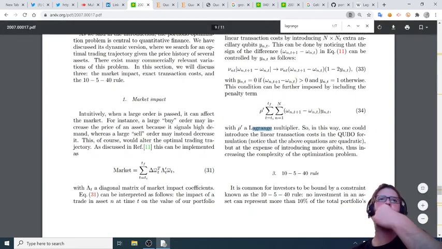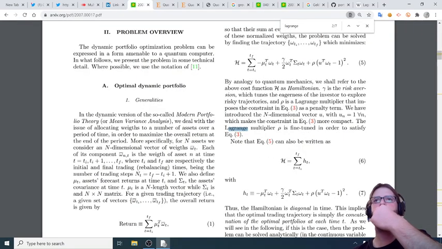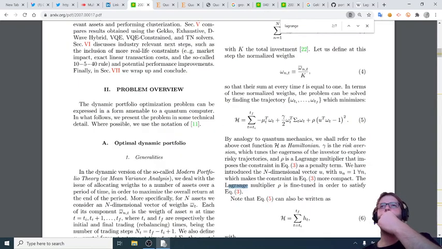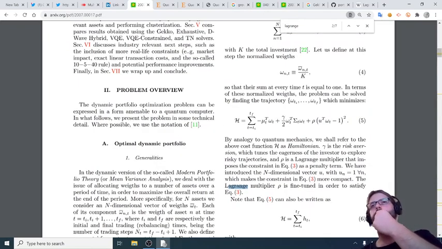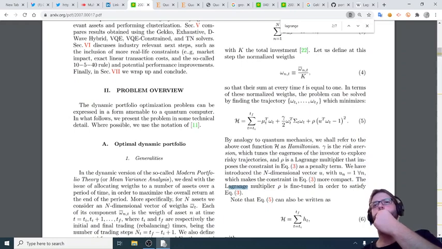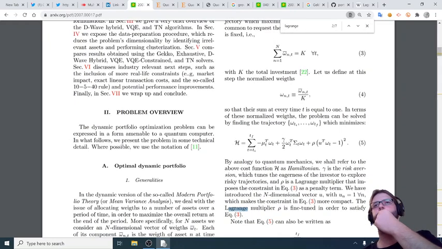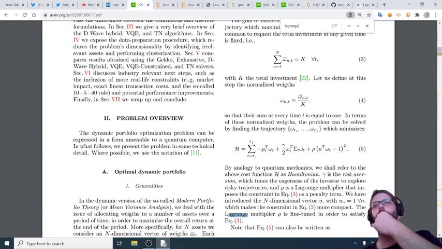And then here they study market impact and stuff like that, Lagrange multiplier. It seems a much more compact way of doing that.